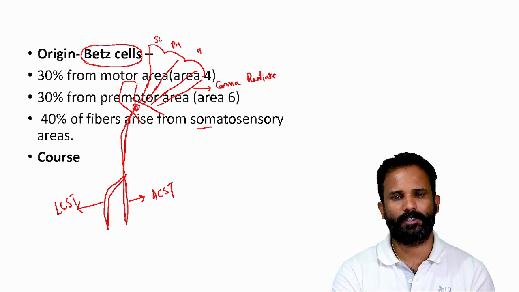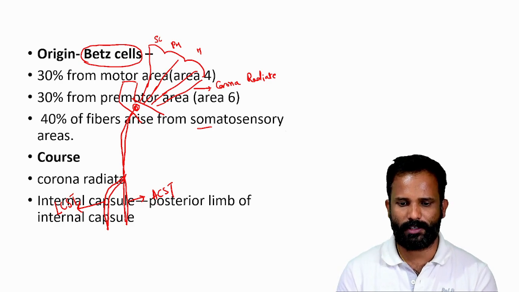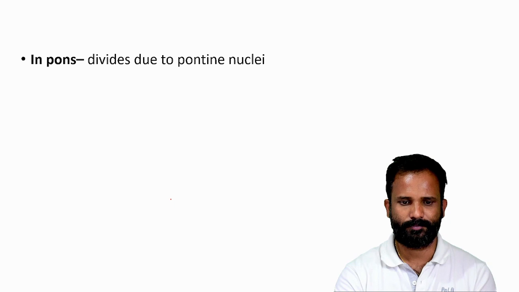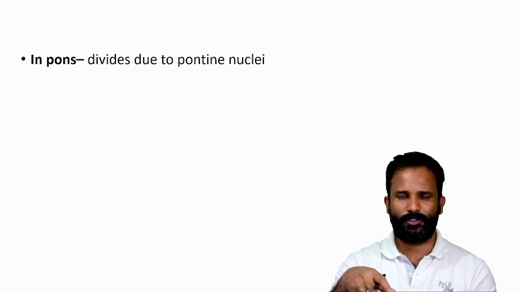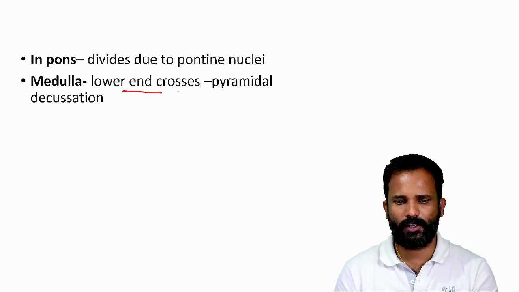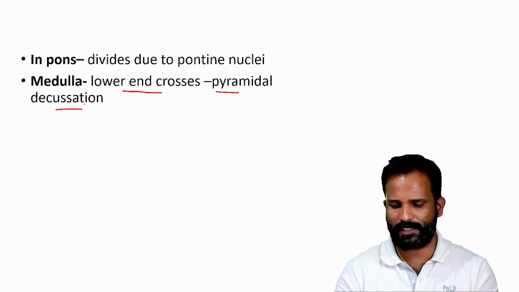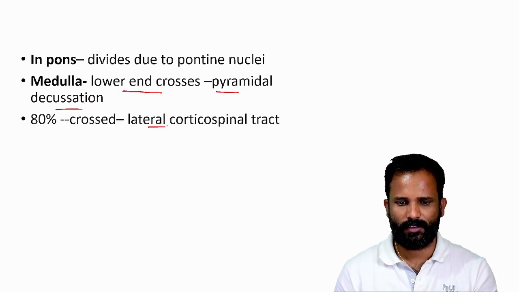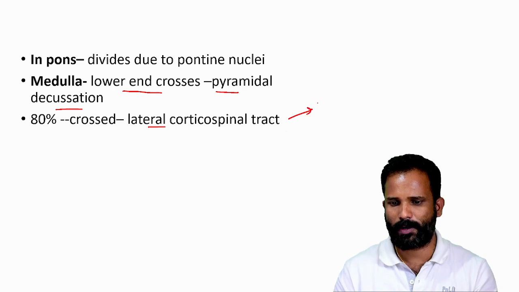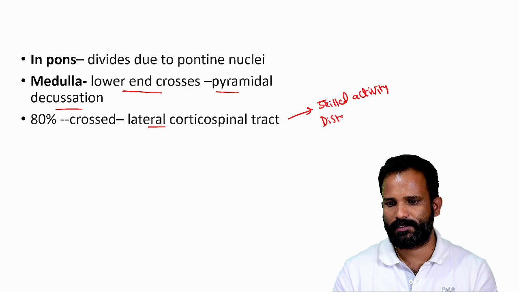And coming to the course, as we mentioned, the corona radiata passes to the posterior limb of the internal capsule. Then in the pons, due to the pontine nuclei, the tract divides, and in the medulla at the lower end, the 80% cross in a process we call pyramidal decussation, and that forms the lateral corticospinal tract, which is primarily concerned with skilled activity as it is supplying the distal muscles.